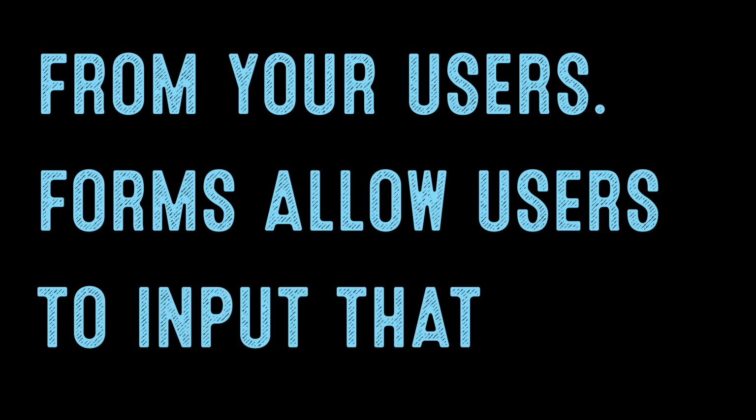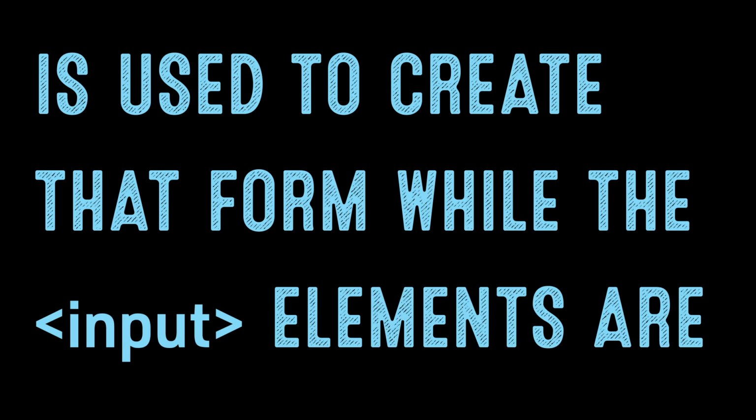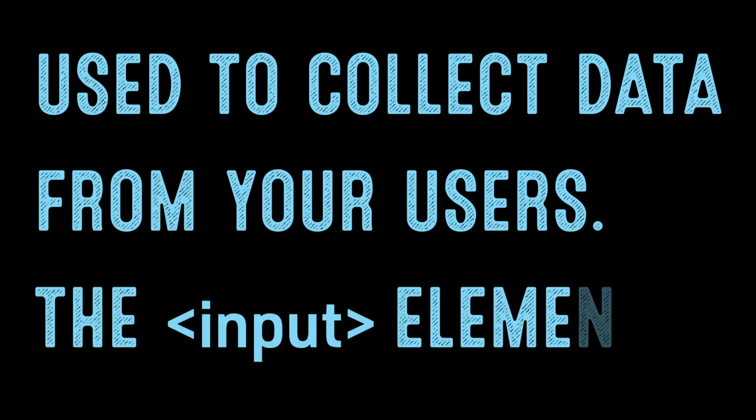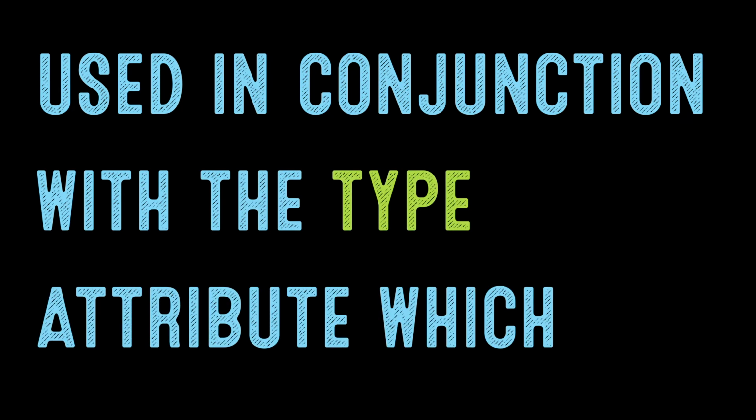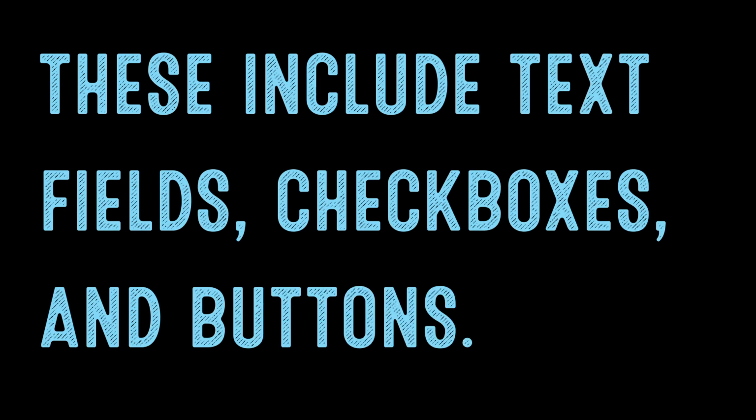Forms allow users to input that information into your website, and that information is sent to a server to be processed. The form element is used to create that form, while the input elements are used to collect data from your users. The input element is used in conjunction with the type attribute, which specifies the different types of input fields. These include text fields, checkboxes, and buttons.